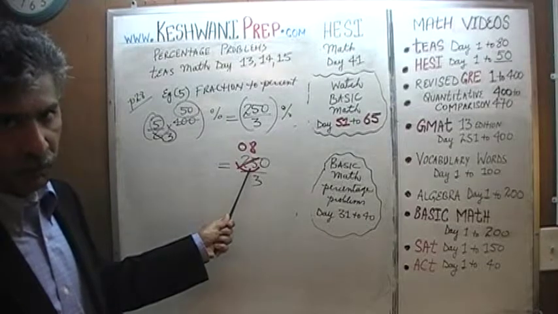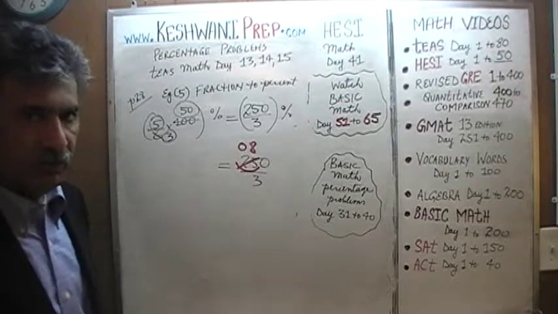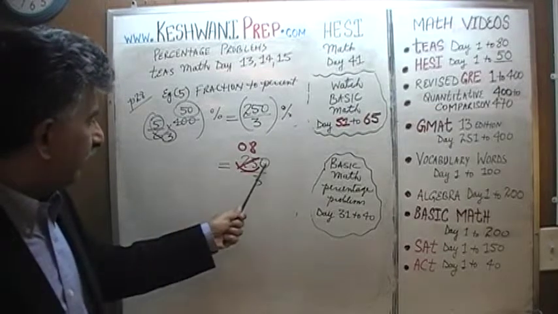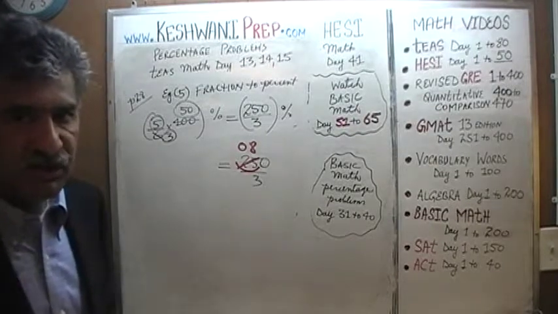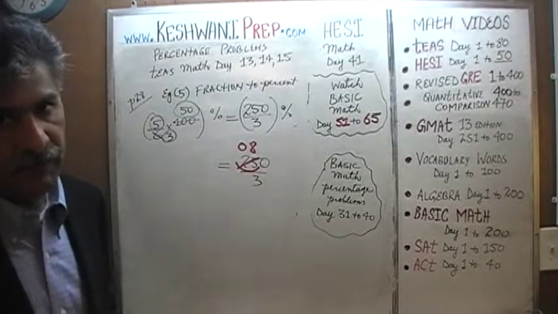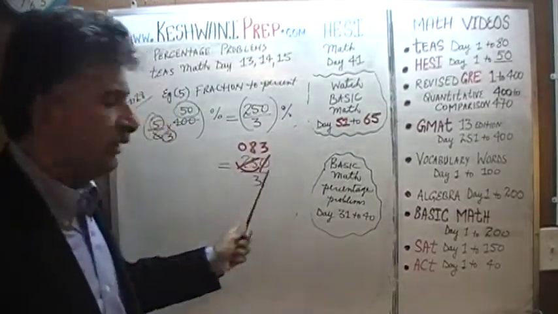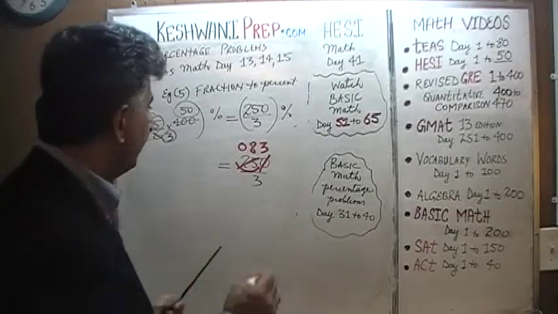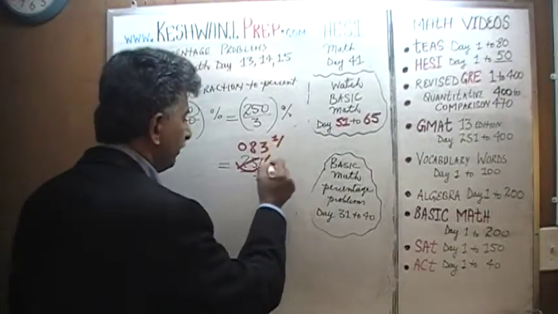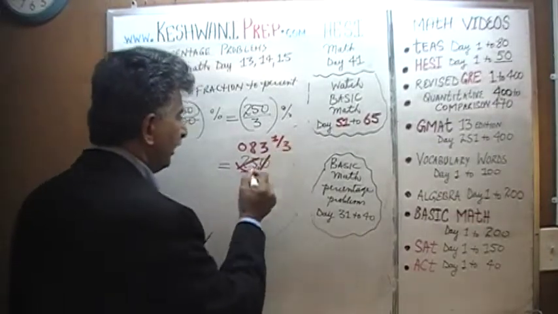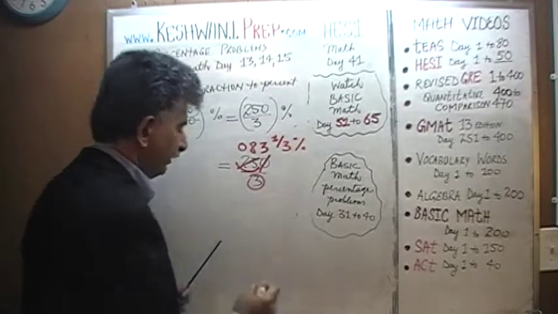What happens to that 1? That 1 goes and joins the 0 and becomes 10. And 10 divided by 3, how many 3's does 10 have? 10 has 3 3's. 3 3's are 9. After we take away 9 from the 10, we have a remainder of 1. That 1 needs to be divided by 3. So the final answer is 83 1/3%.